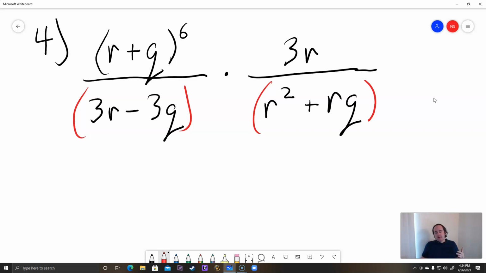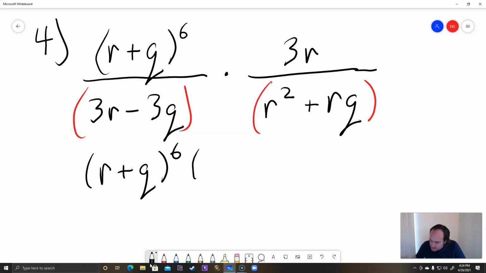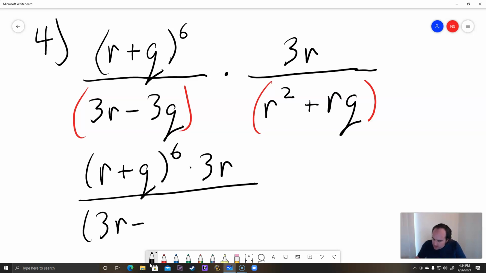Okay, and then how do we combine all this? We multiply straight across. So we have the quantity r plus q, quantity of the 6th power, times 3r on the top. And then in the denominator, we have the quantity 3r minus 3q times the quantity r squared plus rq.